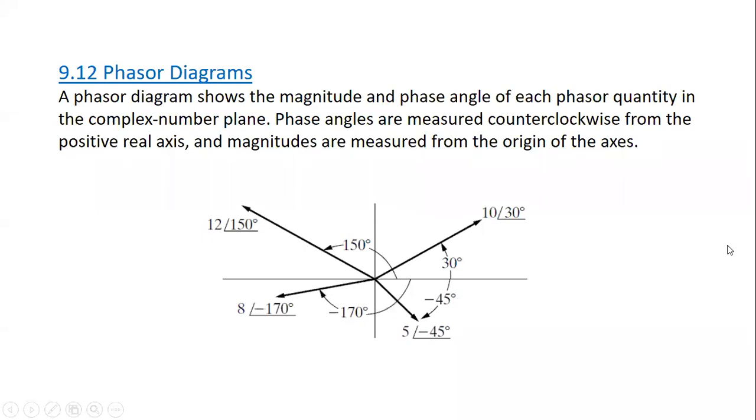So let's go through the text in order to define the phasor diagram, and then I will explain all of this for you. So a phasor diagram shows the magnitude and phase angle of each phasor quantity in the complex number plane. So phase angles are measured counterclockwise from the positive real axis, and magnitudes are measured from the origin of the axis. Okay, so here we have the x-axis, which is the real axis. And this is the imaginary axis.